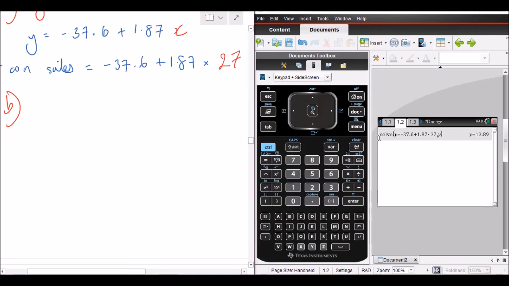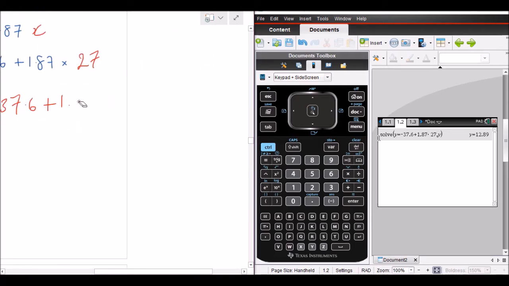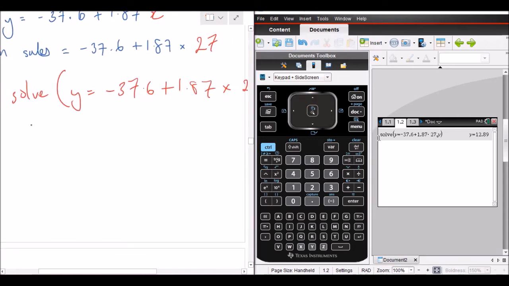So using this formula here, I just changed x to 27. I went solve, bracket, y equals negative 37.6 plus 1.87 times 27, comma y, because I'm looking for the y variable. So that means the number solved, which is 12.89, is not quite the final answer yet. Round it to the nearest whole number, which would be 13 aircons.